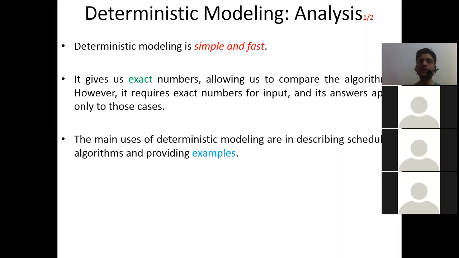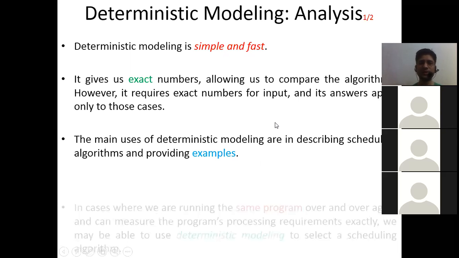You can think of a limitation as a drawback. Because this is deterministic modeling, you have to find the answer in numbers only, so we cannot change our inputs. Okay, so what is the next?